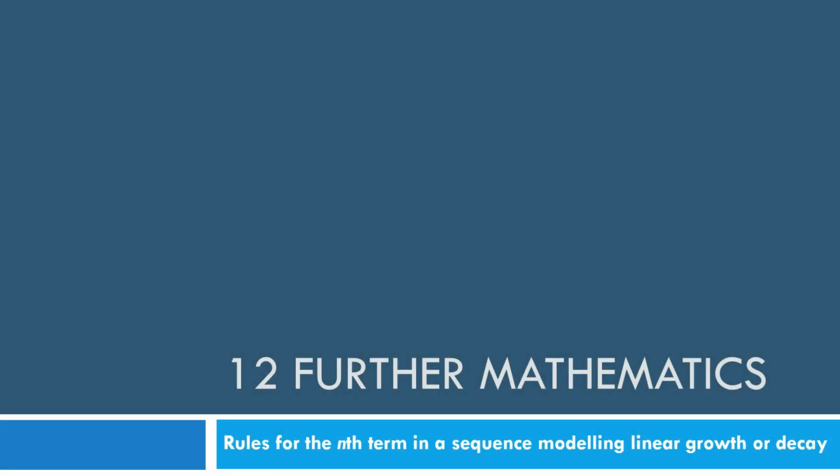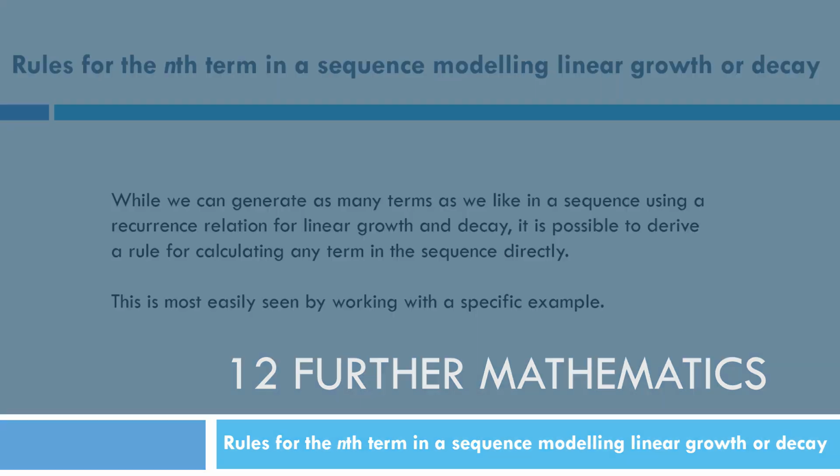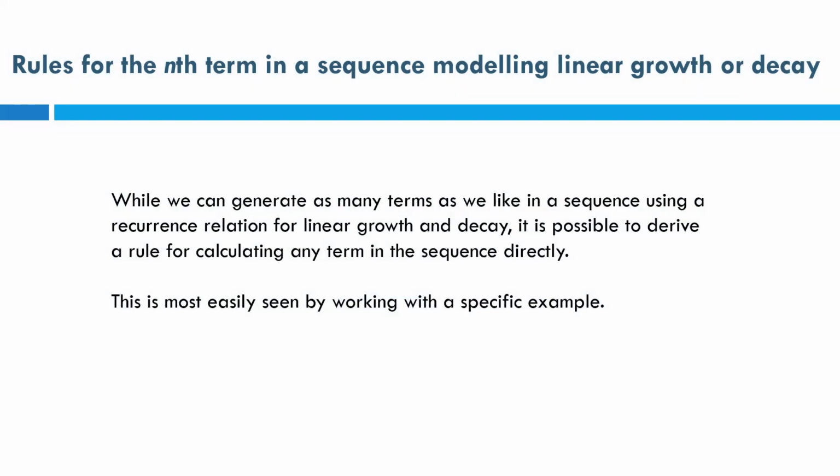In exercise 8C, we were introduced to the concepts of simple interest, flat rate depreciation, and unit cost depreciation, all of which required us to have a starting point and a rule to determine the next term in our sequence. As part of exercise 8D, we start to look at how we generate a rule for the nth term.